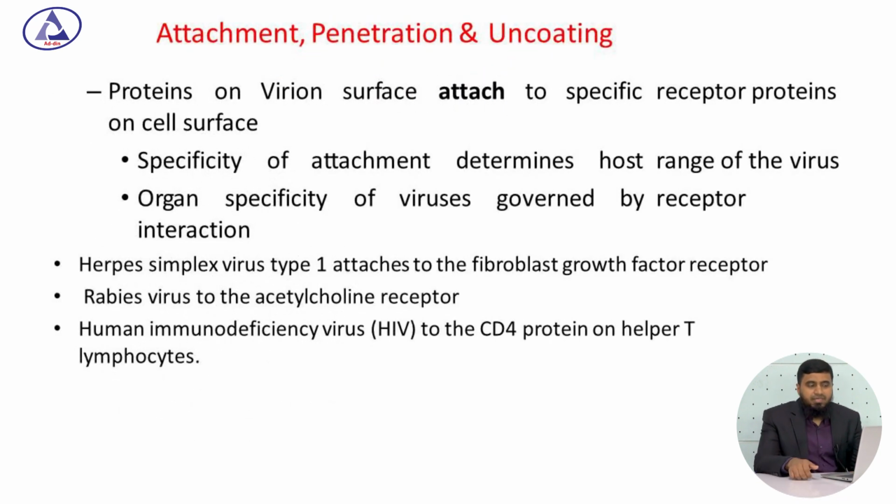Now, the attachment, penetration and uncoating. This attachment is specific for the virus and the host cell, and it is mediated by the attachment of viral specific proteins such as capsid protein or glycoprotein, interacting with the host cell. Different types of receptors are used by different virus groups, such as human herpes virus, which uses fibroblast growth factor as its receptor, and HIV, which uses the CD4 protein of T lymphocyte as its receptor.